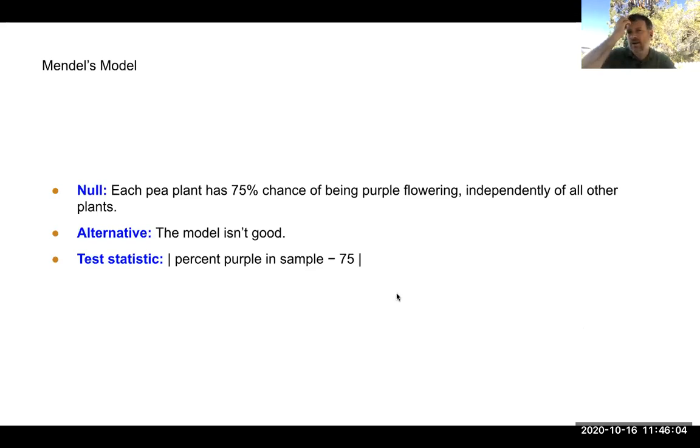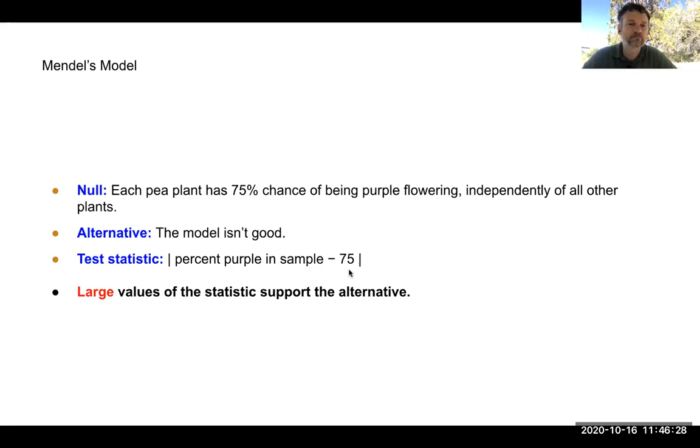So we wanted a test statistic where one direction of the test statistic, in this case larger values, represents more evidence against the null. It really doesn't matter whether it's bigger or smaller than 75, it just matters how far away from 75 you are. So we use the absolute value. This is not an example of the TBD. We'll get to that one.